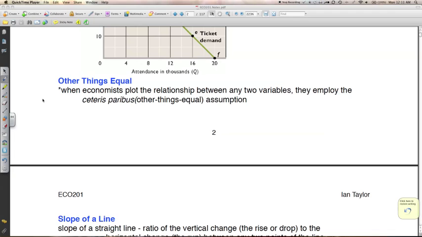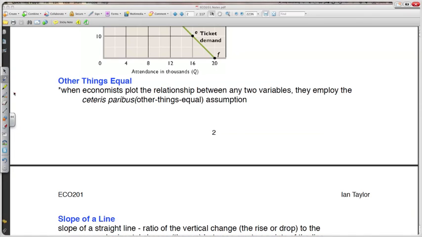Other things equal, this is a very important statement. You're going to hear this a lot during this course. When we say ceteris paribus, which is just Latin for other things equal, assumption, we are saying that we are holding everything else constant. So if we're only looking at the relationship between two variables, any other type of variable that could affect that relationship is assumed constant. That means we assume any effects away.